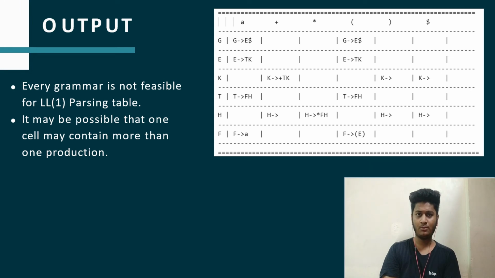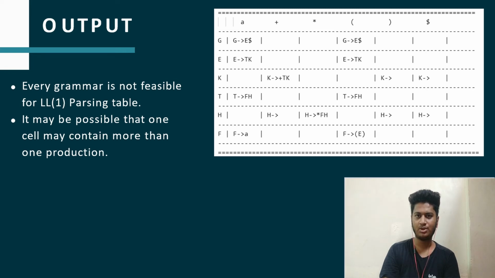Now let us look at the output. The variables are going to be the rows such as G, E, K, T, H, and F, and the terminals are going to be the columns such as plus, A, opening bracket, closing bracket, etc. If I am at G in the derivation process and want to derive a symbol A, then it depends on whether the production contains that symbol or not.